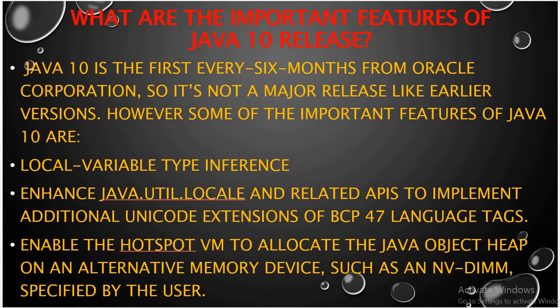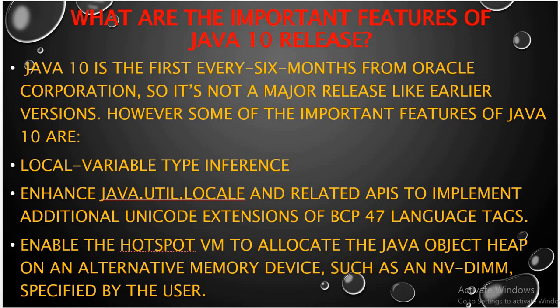Java 10 is the first release every 6 months from Oracle Corporation, so it is not a major release like earlier versions. Java 8 was a major change in Java, but JDK 10 is not a major change; it has small changes. However, some of the important features of Java 10 are: first is local variable type reference, where we can use the var keyword to declare a variable type. Data type restrictions are reduced.